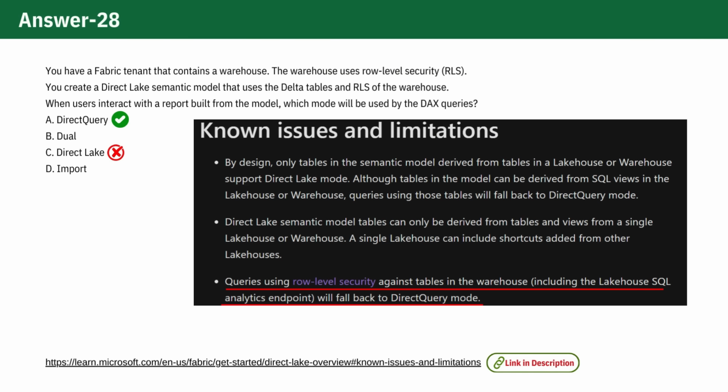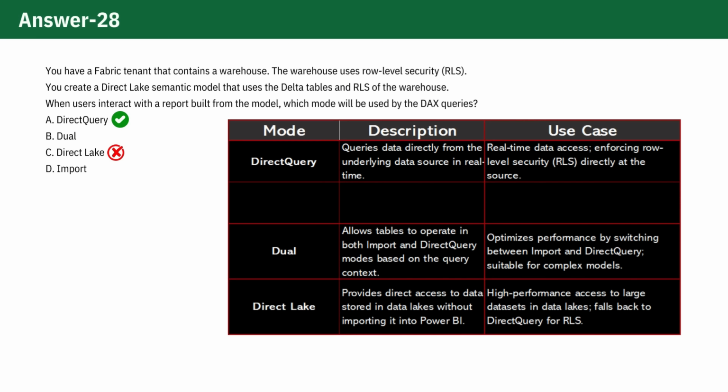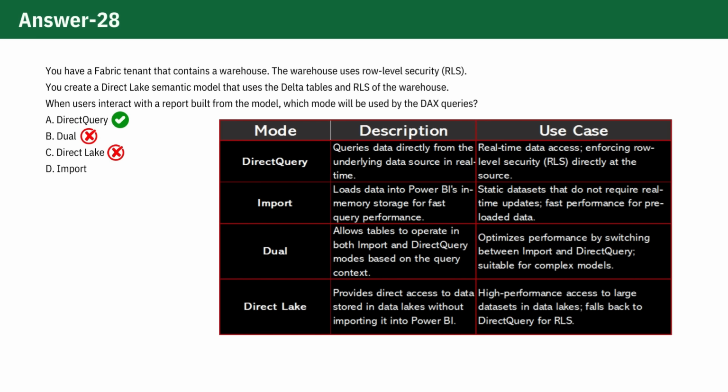Why other options are incorrect? Let's check. Option B, Dual. Dual mode allows tables to operate in both Import and Direct Query modes, depending on the query context. While this can optimize performance, Dual mode does not inherently address the enforcement of RLS for Direct Lake semantic models. Consistent enforcement of RLS requires queries to be executed directly against the source where RLS is defined, which Direct Query ensures. Dual mode's primary function is performance optimization, not security enforcement.